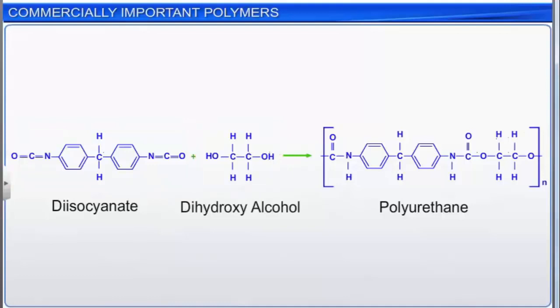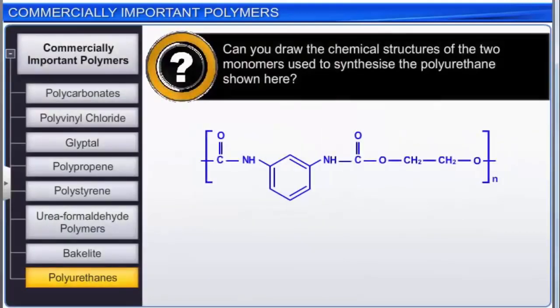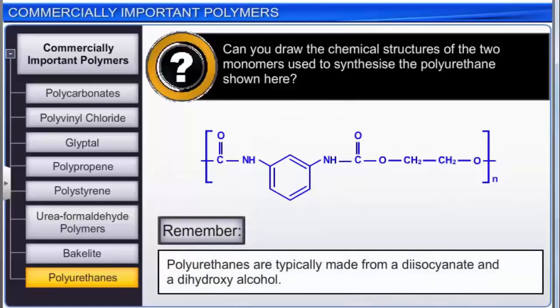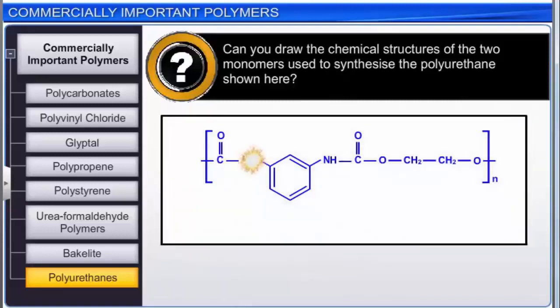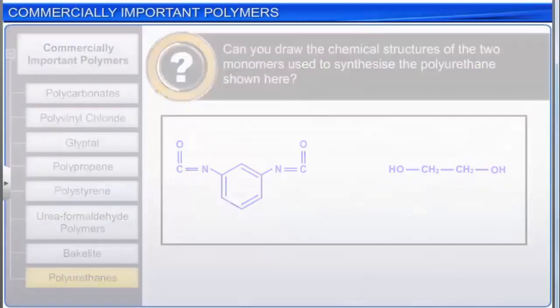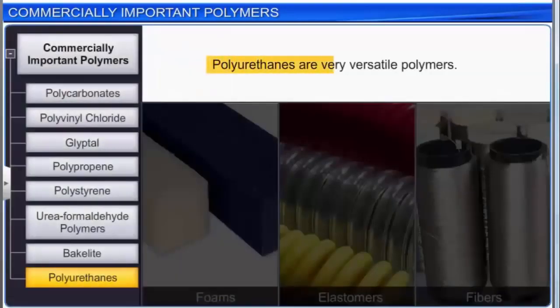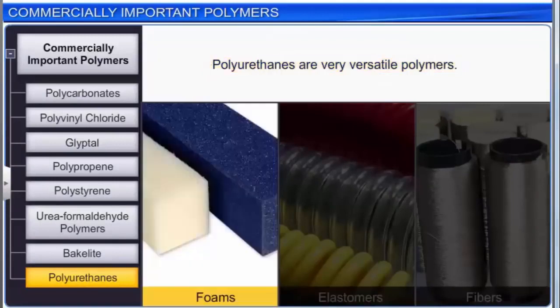Can you draw the chemical structures of the two monomers used to synthesize the polyurethane shown here? Remember that polyurethanes are typically made from a diisocyanate and a dihydroxyalcohol. Working backwards from the polymer structure, we can draw these two structures. Polyurethanes are very versatile polymers. Their many forms include foams, elastomers, and fibers.